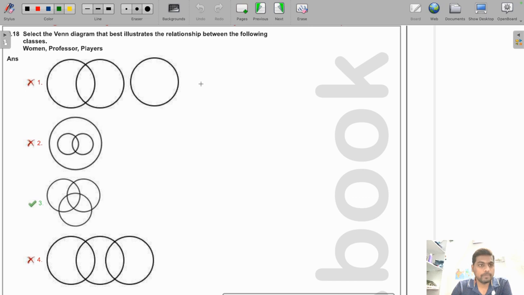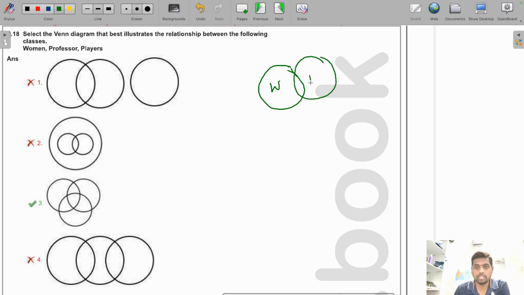Let us solve the next question. They have given 3 words and are asking us to find which diagram best illustrates the following: women, professor, players. Generally, some of the women can be professors in reality. So this is one diagram, guys. Some of the professors can be players, and some of the women also can be players, and some of the women can be both professors and players. So it is possible that we can get this diagram. So this is the only way.